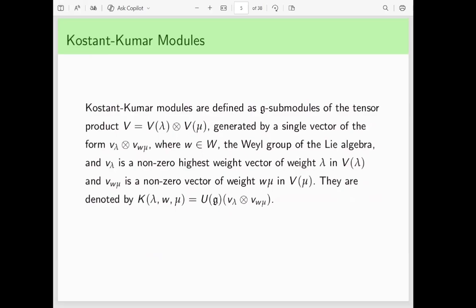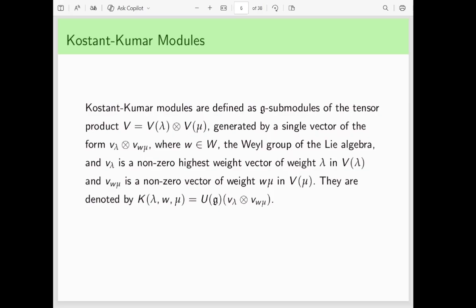So the object of study, Kostant-Kumar modules, are submodules of a tensor product of two highest weight modules, V(lambda) and V(mu). Now inside V(lambda), we have a vector of weight lambda, and inside V(mu), we have a vector of weight w mu, where w is an element of the Weyl group. So the submodule of the tensor product which is generated by this single vector is known as the Kostant-Kumar module. So it depends on lambda, w, and mu.